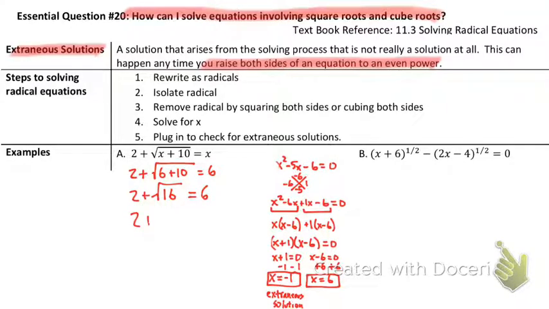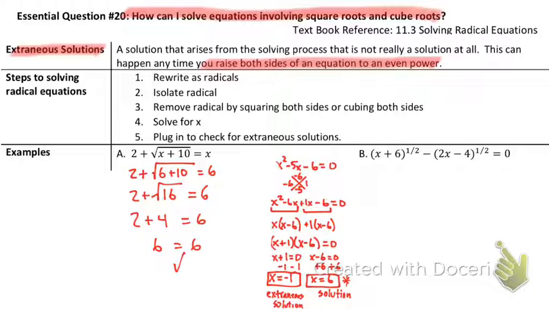So 2 plus the square root of 16, which is 4, equal to 6. 2 plus 4 is 6. 6 is equal to 6. This is true. It checks out. So this is our correct solution. X equal to 6 is the solution. X equal to negative 1 is extraneous.